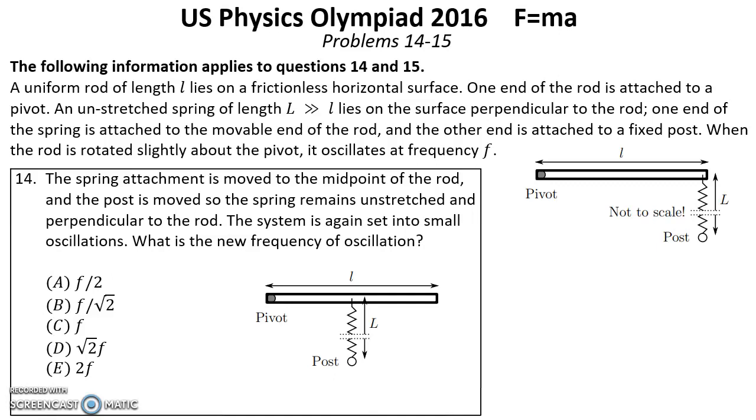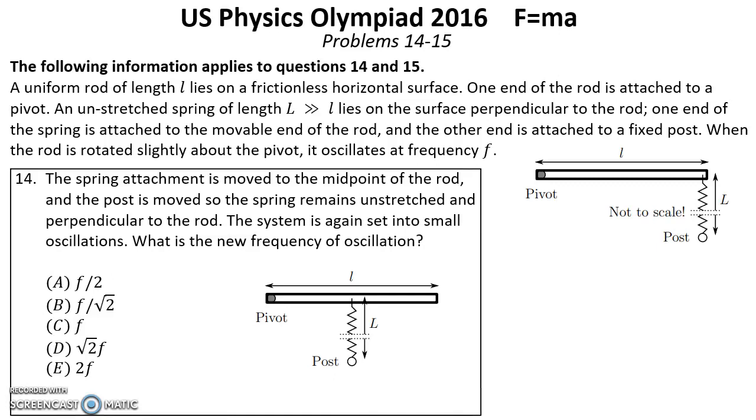Problem number 14. The spring attachment is moved to the midpoint of the rod, and the post is moved so that the spring remains unstretched and perpendicular to the rod. The system is again set into small oscillations. What is the new frequency of the oscillation? Solution for problem number 14.